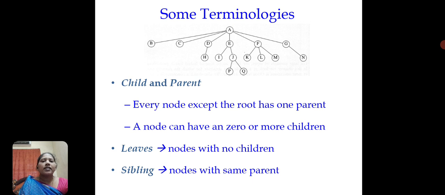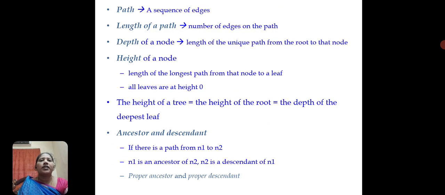The next term is sibling. Siblings are nodes that have the same parent. For example, P and Q are siblings since they have the same parent J. Similarly, E is the parent of I and J, therefore I and J are also siblings. K, L, M are also siblings since they all have the same parent F. Similarly, B, C, D, E, F and G are also siblings since they have the same parent A. So I hope you understood what is a child, what is a parent, what is a leaf and what is a sibling.